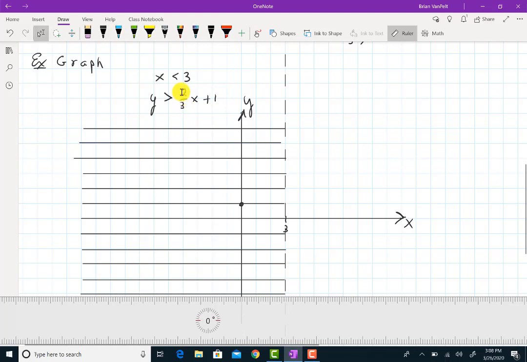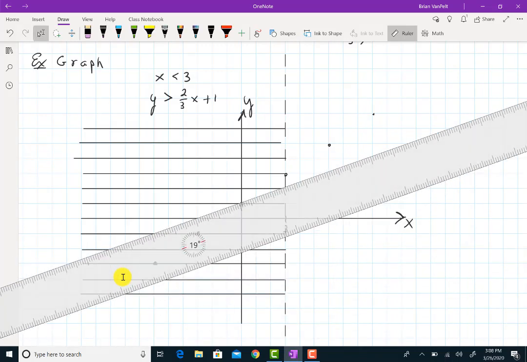And then 2/3, we go up 2 and to the right 3. So let me do that. Up 2 and to the right 3. Up 2 and to the right 3. I do this for a little while just to give myself more accuracy. I'll even reverse myself by going down 2 and then to the left 3, down 2 and to the left 3, down 2 and to the left 3. And it stuck it on the ruler, which I did not intend.